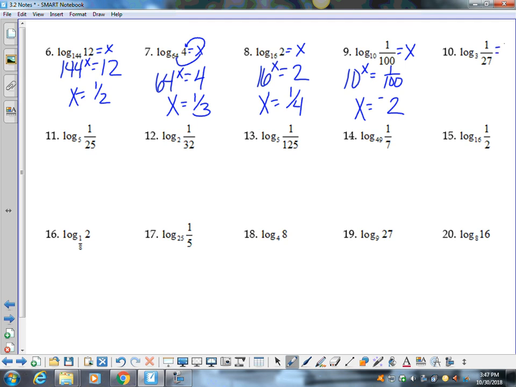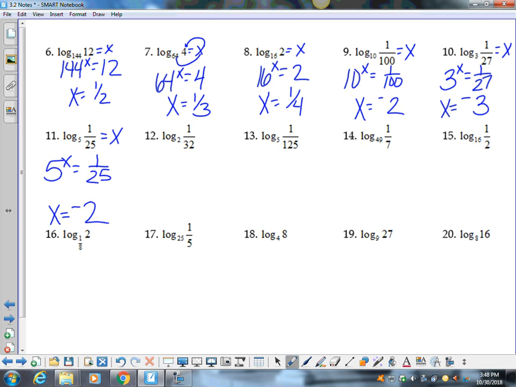So looking at number 10, get me from a 3 to a 27. That's a cube. And then it moved to the bottom, so it needs to be negative. Okay, get me from a 5 to a 25. Square it. And there's movement. So it's going to make it a negative.